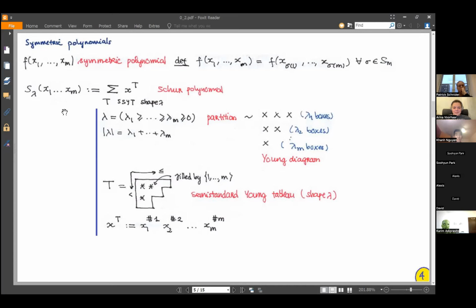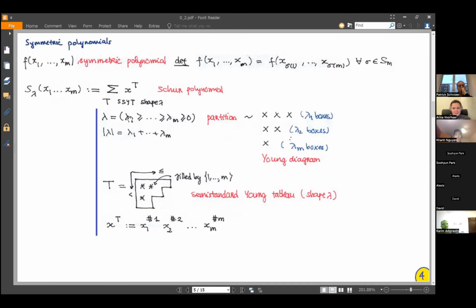And there is a very special class of symmetric polynomials. They are called Schur polynomials, and they are defined by a partition lambda. So a partition lambda is a sequence of weakly decreasing non-negative integers. Here, lambda equals lambda 1 to lambda m.